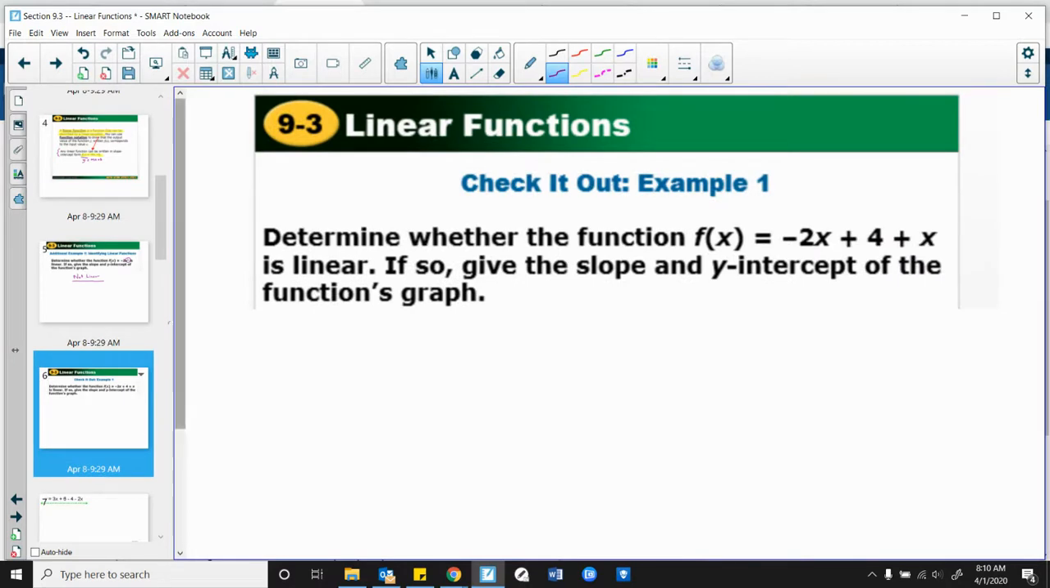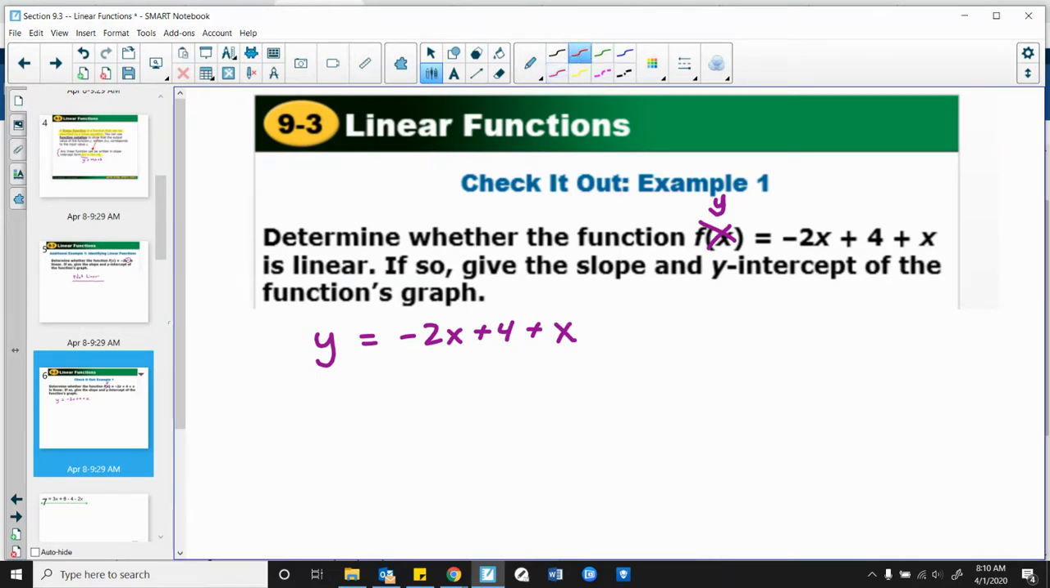Determine whether the function f of x, remember f of x is just a fancy way to say y for us right now, equals negative 2x plus 4 plus x. I want everyone to write that down in your notes. I'm going to write it down as well: y equals negative 2x plus 4 plus x. First thing I'm checking is if there are any exponents, which there are not. So that's a good sign for us.